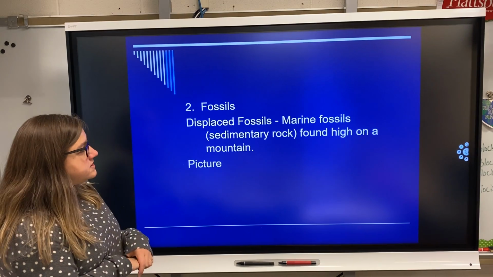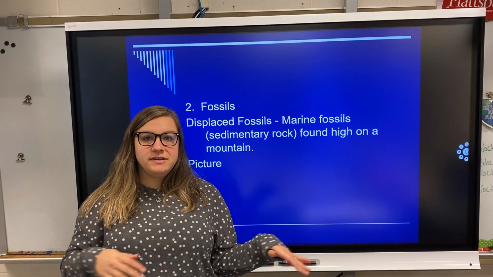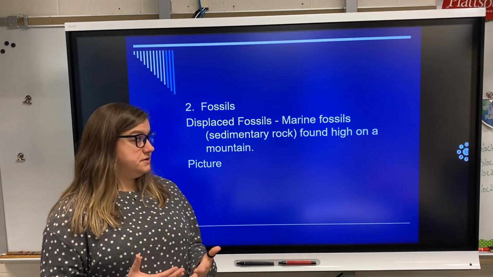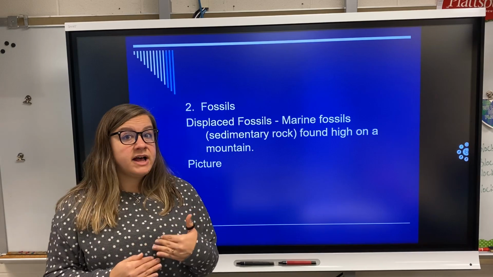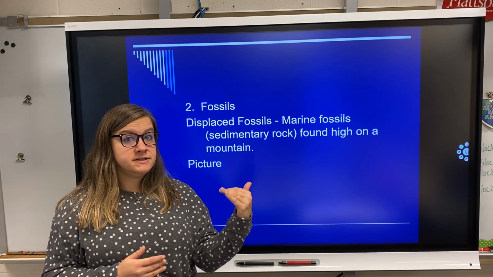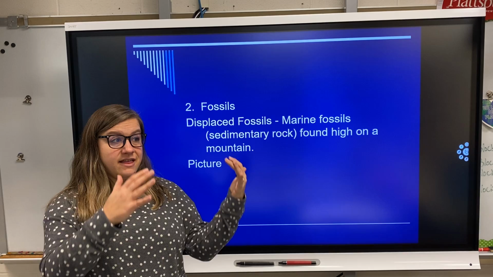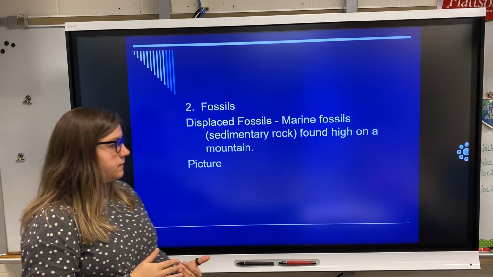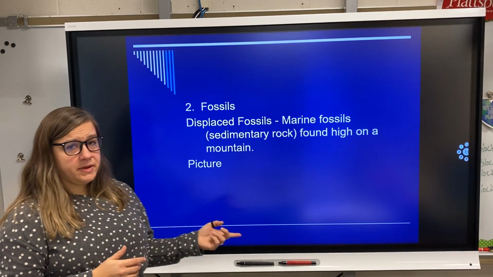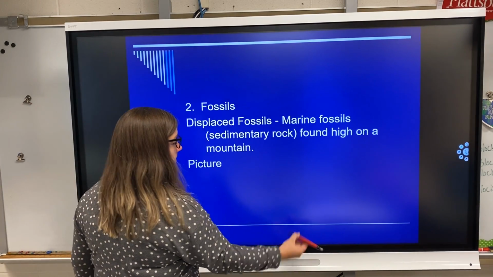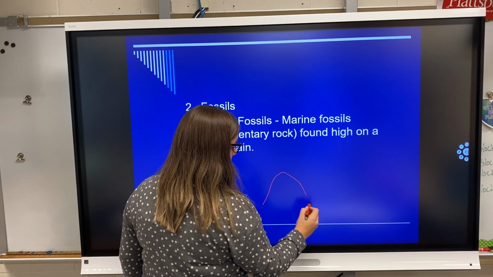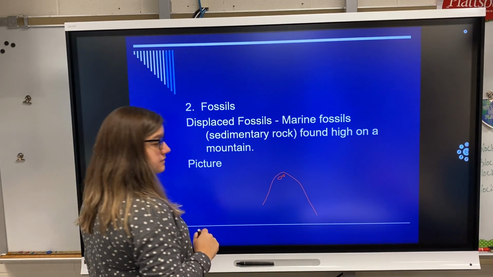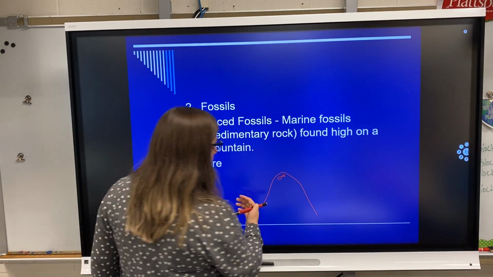Another piece of evidence that we've had crustal movement, plate boundaries and plate tectonics is displaced fossils. The fact that marine fossils are found on the tops of some mountains proves that the top of that mountain used to be at sea level at some point, okay? So if you want to draw a picture, you can draw a mountain, and you can put a little fishy on the top of it. Okay, that would be pretty good.